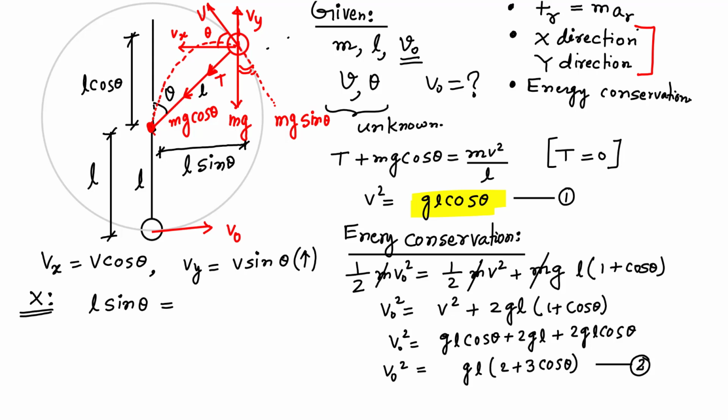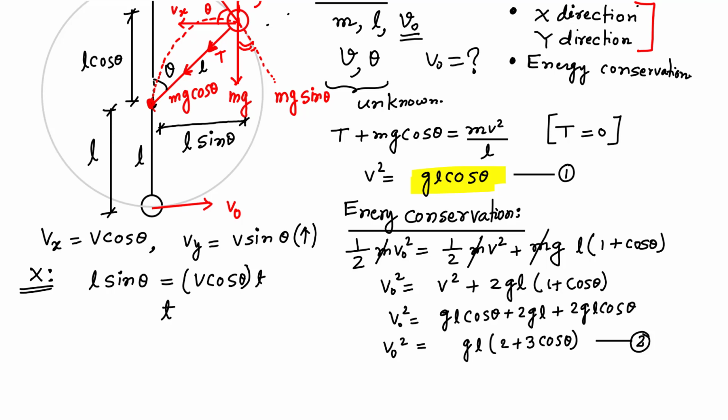The initial velocity in the x direction is v cos theta, and let's say after time t it crosses this point of suspension. And there is no acceleration in this case, so the half at square term becomes 0. So from here you can write t is equal to L sin theta divided by v cos theta. So we will use this time.